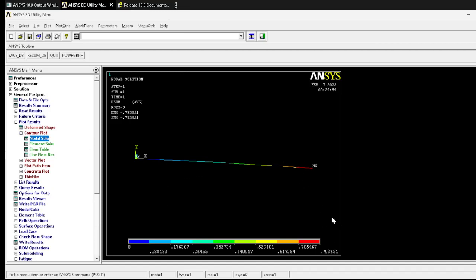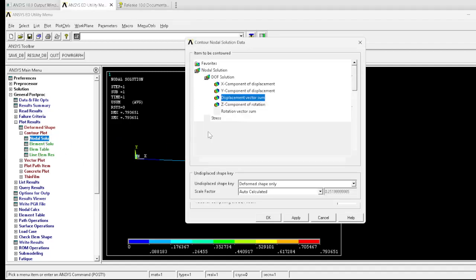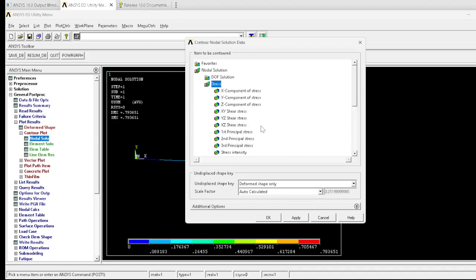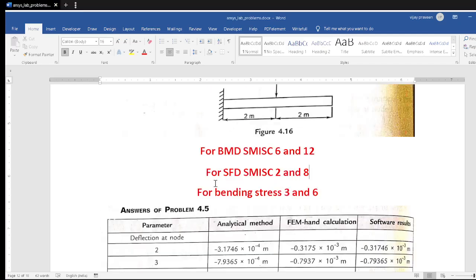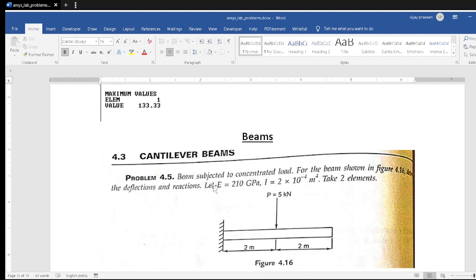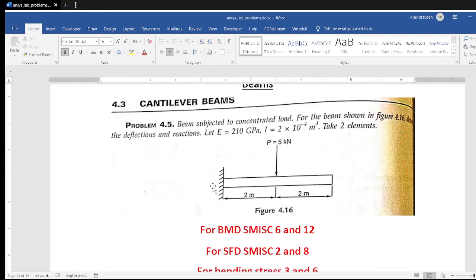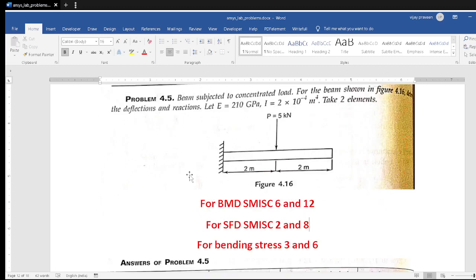So where is the 0.73? At node 3. And if you want to see the stress, you can give the stress value here. Yes, that is not visible. So I think in the question they are not asking for the stress. Now, in addition to this, suppose in other problems they ask for the bending moment and shear force diagram as well as stresses also. So let me do this problem only.